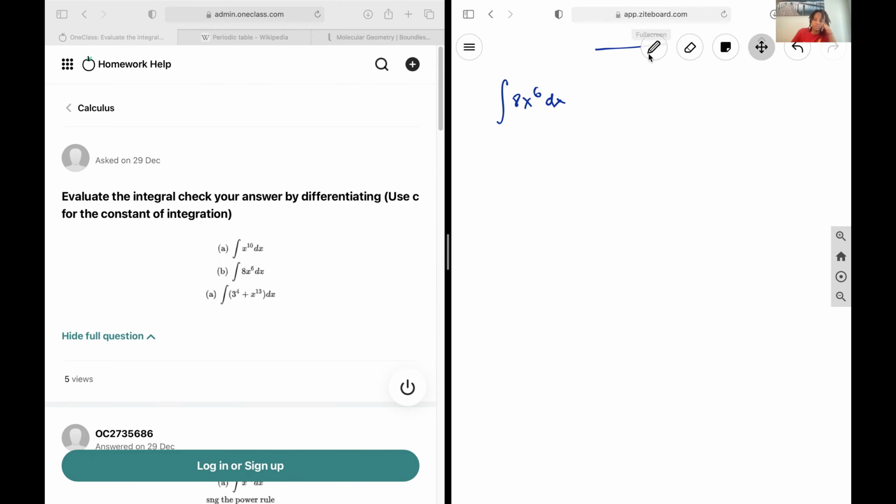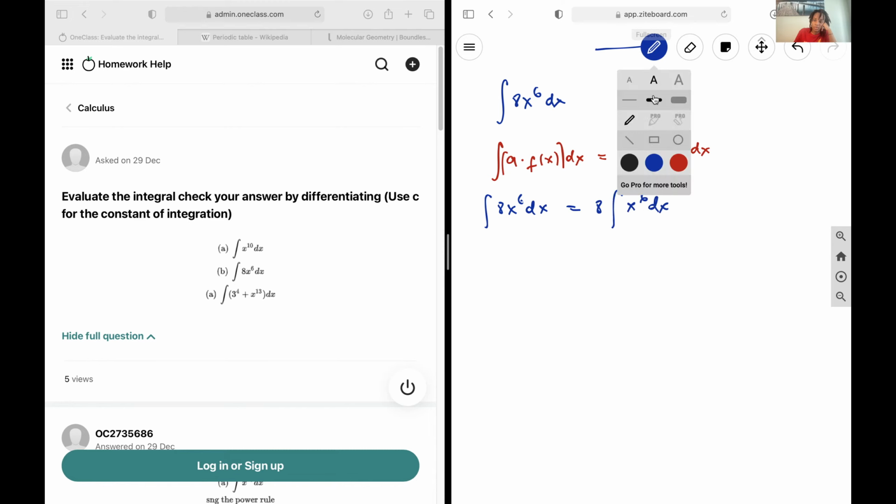First off, we're going to simplify this integral, and we're going to use the fact that the integral of a constant a multiplied by a function of x all over dx is going to be the same thing as if you pull out that constant and do the integral. So what that means is that we can pull out that 8, so it becomes the integral of 8 by x to the power of 6 over dx is equal to 8 multiplied by x to the power of 6 dx.